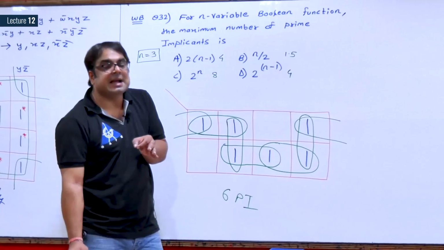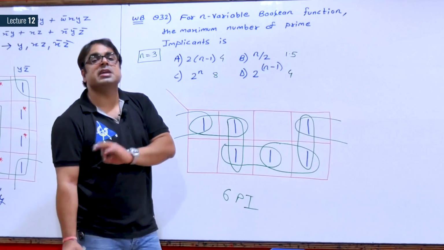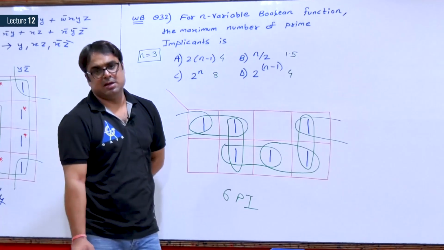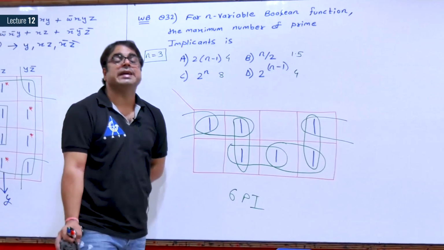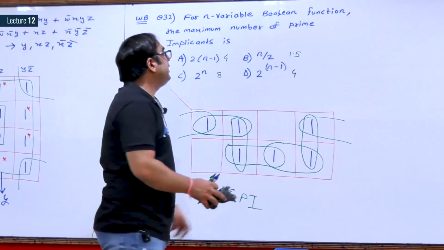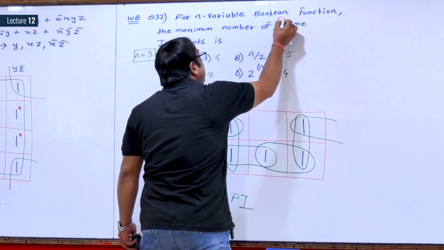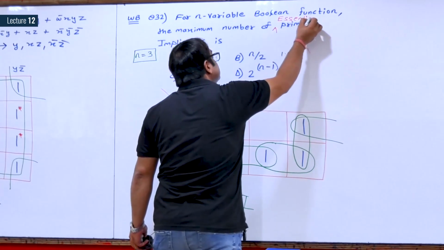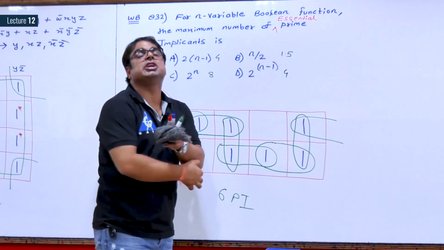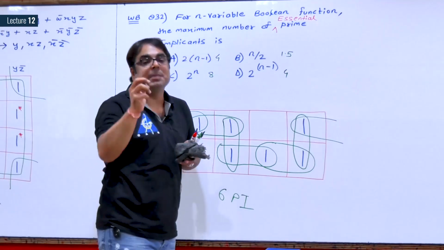That is why I said this is a very interesting question. This is interesting simply because it is an incorrect question which was asked in your GATE exam. Actually, they wanted to ask the maximum number of essential prime implicants, but they missed typing essential in the main GATE exam.